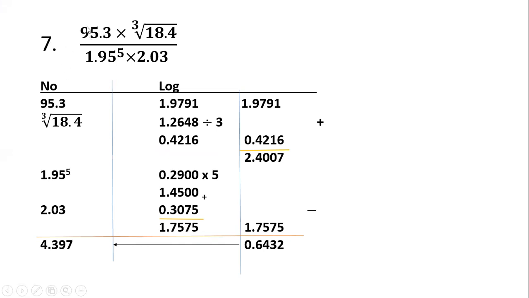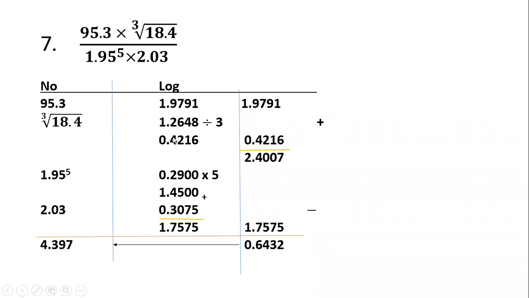And this one also: 95.3 times cube root of 18.4 divided by 1.5 squared times raised to the power 5 times 2.05. So you take the denominator first and then the numerator before you finally do your subtraction. Look at that. 95.3, 90 units. That's only tens. That's one. Then you check that 593, 9791. Then you have this also 18. That's under 10. Leave one.